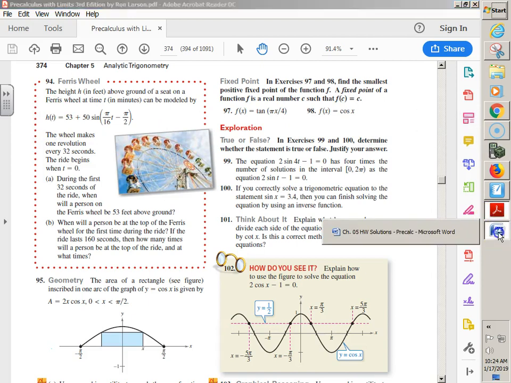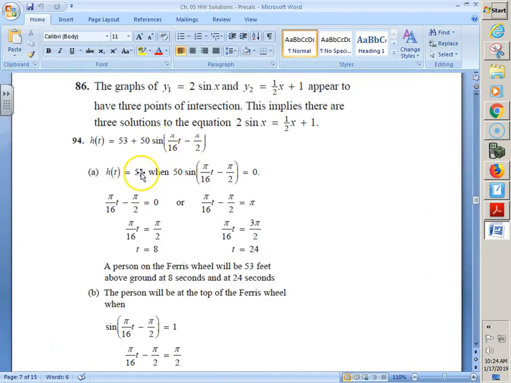They're actually just asking you to solve. Plug in 53 and solve. And so when you do, you end up subtracting the 53s. They cancel. You get this equals 0. Divide by 50. Think about sine. When is sine 0? At 0, at pi, at 2 pi, and then solve. Adding, multiplying by the reciprocal. You actually end up with 8 and 24, which are 12 apart? No. 14 apart? Nope. 16 apart. So I think it completes one full revolution every 16 seconds.